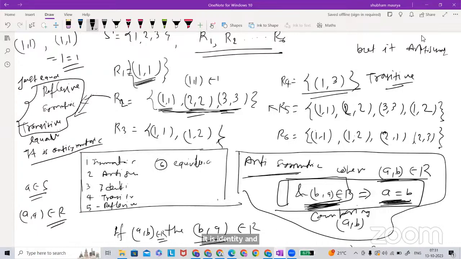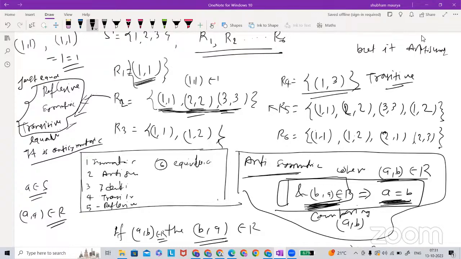It follows all the relationship types. Is every identity relation transitive? Yes, every identity relation is transitive, as we have just checked earlier. But there is a difference.